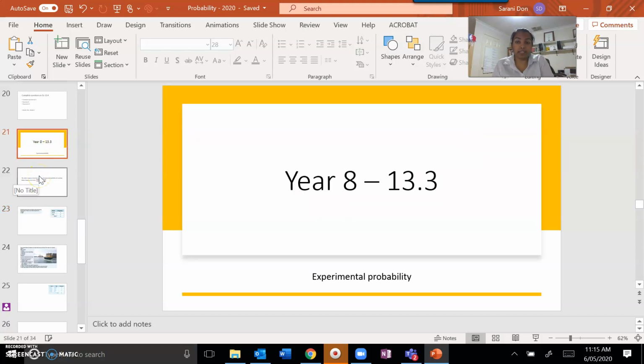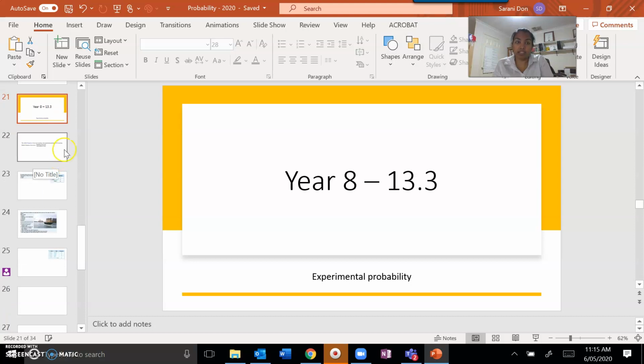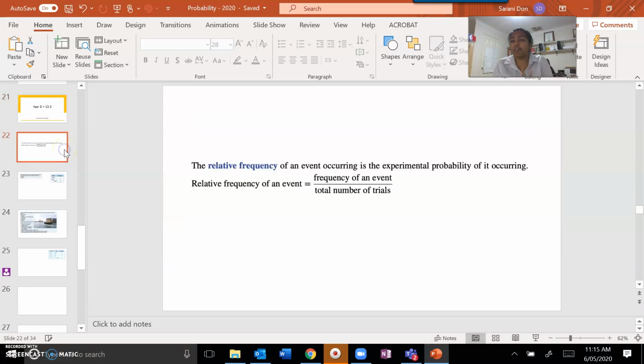Okay, so this is from the Year 8 book, exercise 13.3. It's called experimental probability. Again, it's very similar to what we learned in the other video. As a fraction, the relative frequency of an event occurring is the experimental probability of it occurring. So again, it's the same thing. It's like, what are the chances of this particular event happening? And last time the example I used was me shooting the ball in the hoop, and you write it as a fraction. So again, that's what this is all about. It's just about looking at the data that's given and writing a fraction or displaying the data to show us what is the chance of this and this happening.